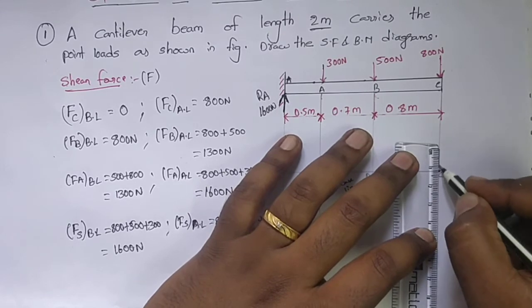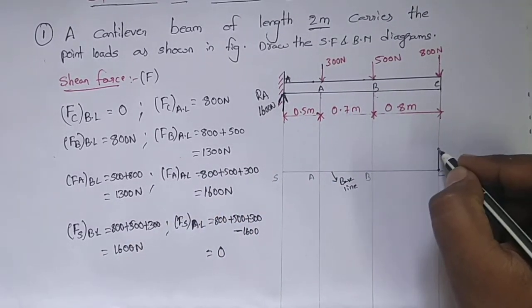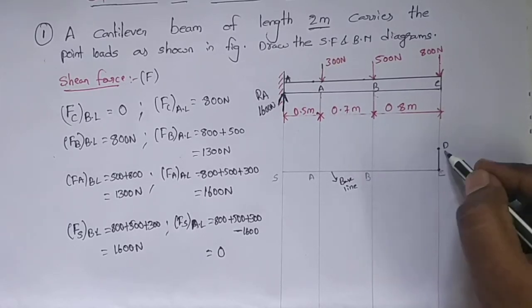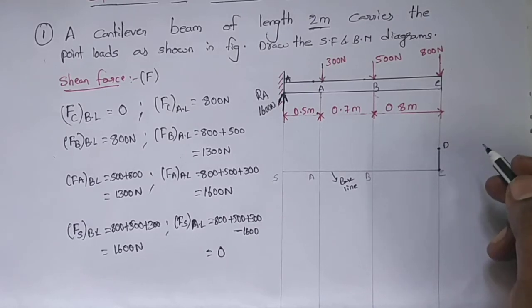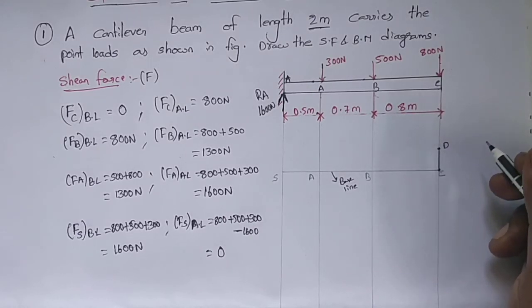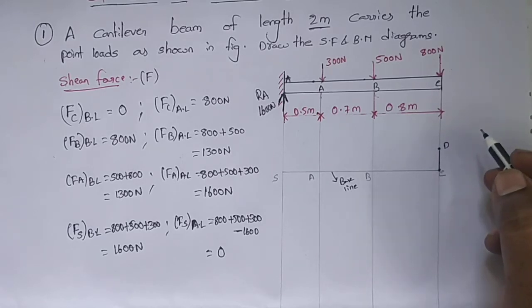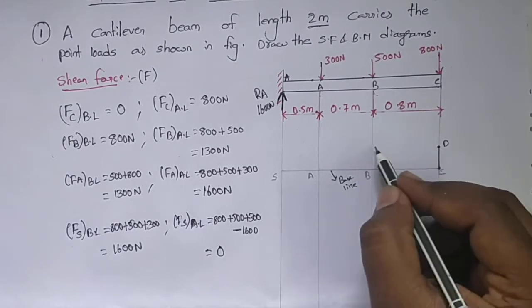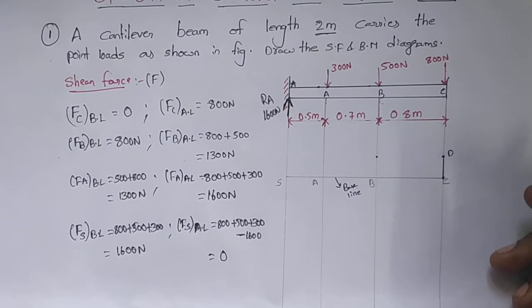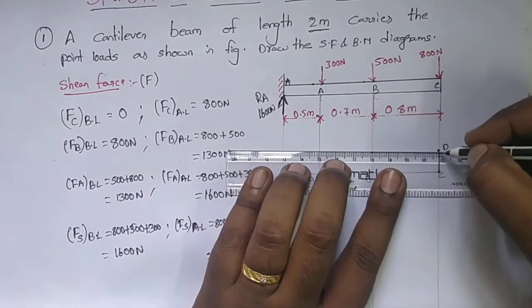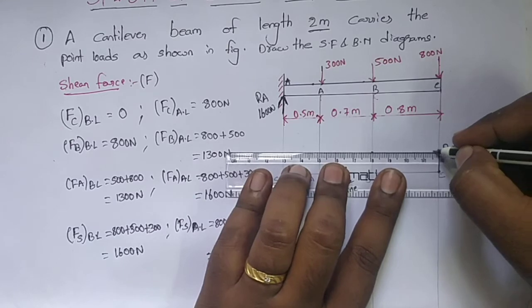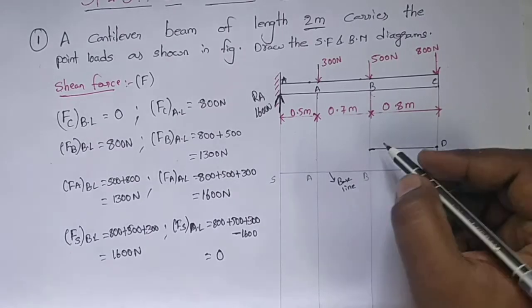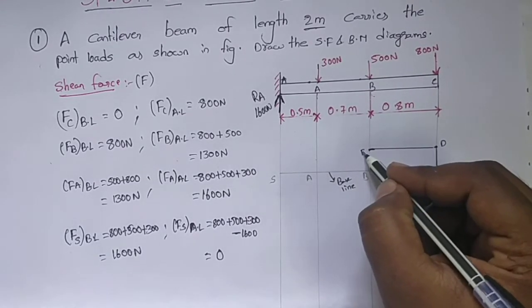You can draw approximately. I take point C to D. Here C to D, the distance is 800 newtons. Next, I am drawing the shear force at point B before load, which is 800 newtons. That means whatever the height here, the same height will come here. At point B, before load is the same, so that is point E.